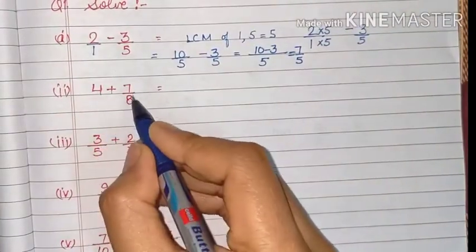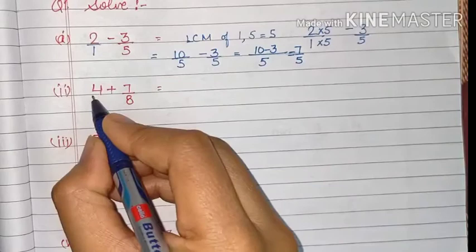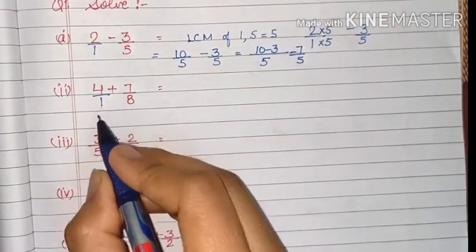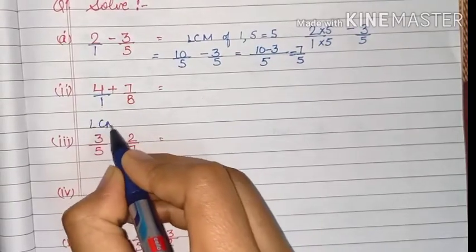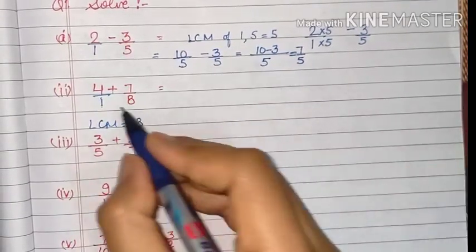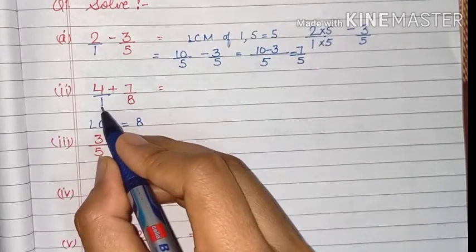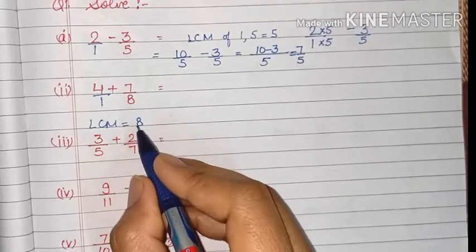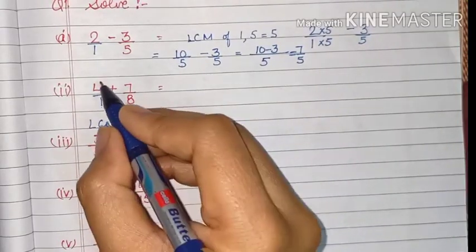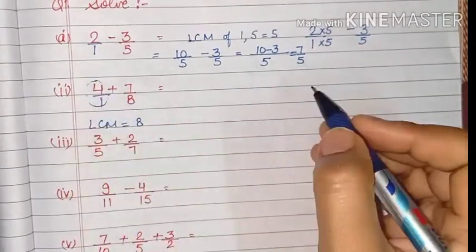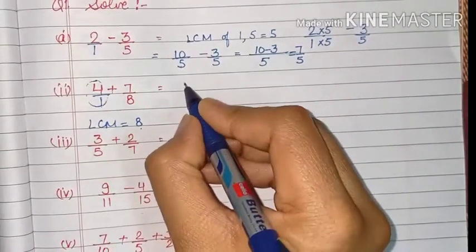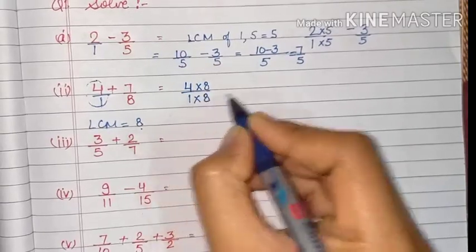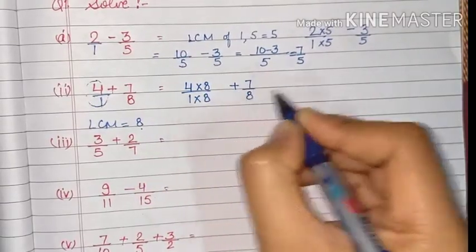It is given 4 plus 7 upon 8. So here also we will first put denominator 1. Now here the LCM of 1 and 8 is 8. We will find the LCM of the denominators. So here one denominator is 1 and the other is 8. So the LCM will be 1 multiply 8, that is 8. Now we will write an equivalent fraction to 4 by 1 with the denominator 8. And keep the same 7 upon 8.